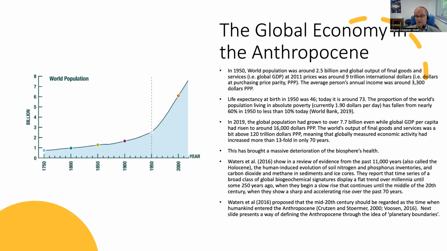So let's go a little bit back. And I quote here a publication of Waters et al. in 2016 that, let's say, from the last 11,000 years, what we call the Holocene, this is where human beings started to seriously influence the biosphere. They introduced agriculture, so they changed the nitrogen phosphorus cycle, the carbon dioxide and the methane. And we find this in sediments and ice cores, so we can report that.